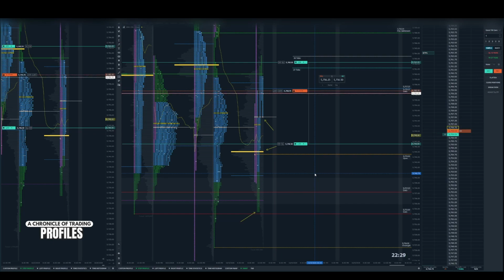I did think about adding another one here, but it was bouncing, and if it would have gone a little bit higher, maybe if it did test that value area high and get rejected off there, I would have added one. But I was just kind of waiting for that next time period. What I really wanted was the next time period, even though it seemed like it was so far away.